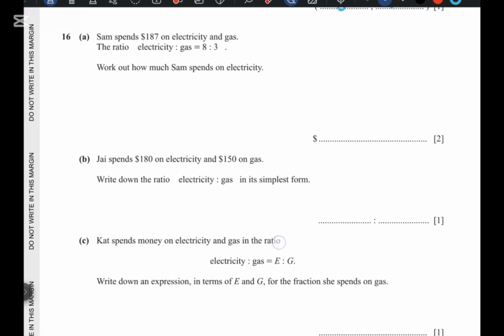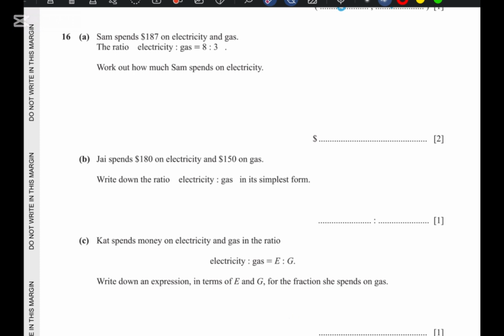Question number 16. Sam spends 187 on electricity and gas. The ratio electricity is to gas is 8 is to 3. So the amount spent on electricity and gas is given. The ratio of their amounts is given, which is spent. Work out how much Sam spends on electricity. Now how much is spending on electricity?